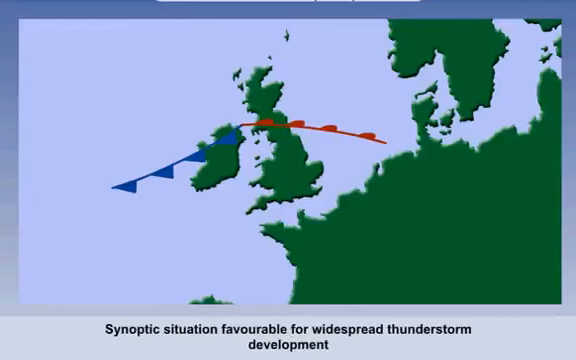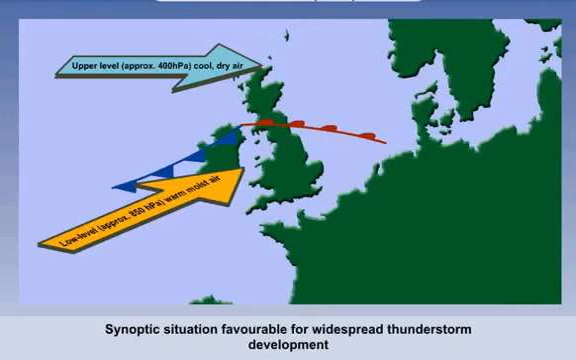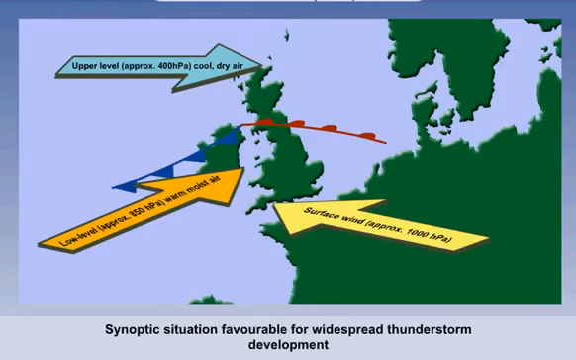This is often achieved across the UK in this synoptic situation. Note the cooler, drier air at 400 hectopascals coming from a more westerly direction. This overlies air coming from a more southerly track, which is warm and moist. The directional difference between these two flows gives the wind shear. The surface flow is often southeasterly, again adding to the wind shear.